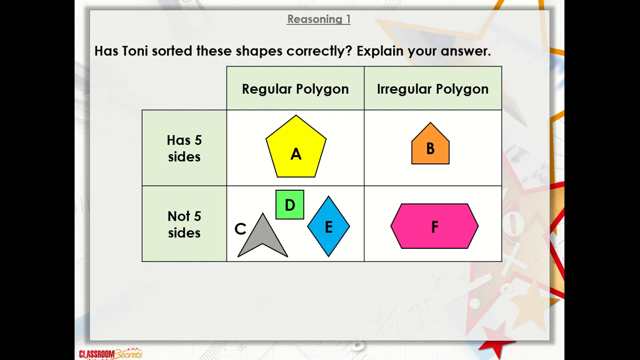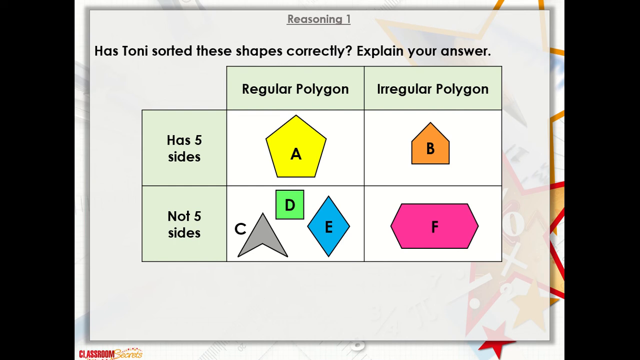Today in Maths we're going to continue our work looking at polygons. Now yesterday we looked at fluency, and so today we're going to apply our knowledge to some reasoning and problem solving questions. Now let's just have a recap and remind ourselves about polygons.